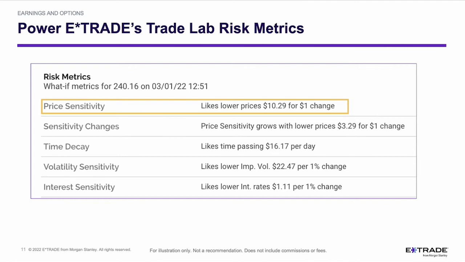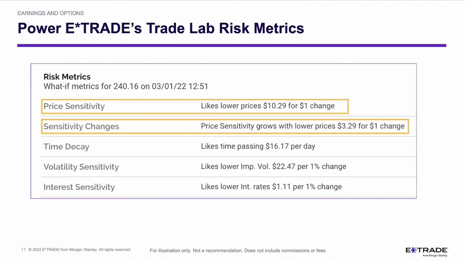But initially speaking, right out the gate, it likes a lower price. And that's probably just because the way we set the trade up, it's slightly skewed initially to the downside, but if it goes down this $1, it will then change and say, oh, it likes higher prices as well. Now, how about sensitivity change? This is going to be the gamma. In this case, price sensitivity grows with lower prices. 3.29 just means that $10.29 will start to change by $3.29.